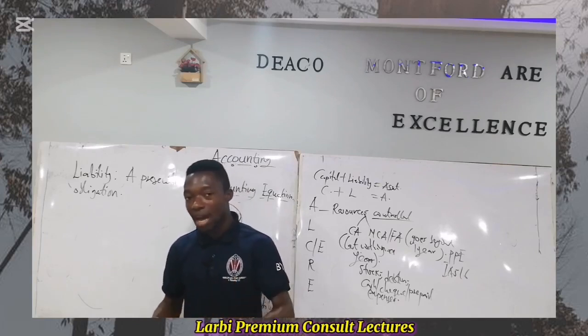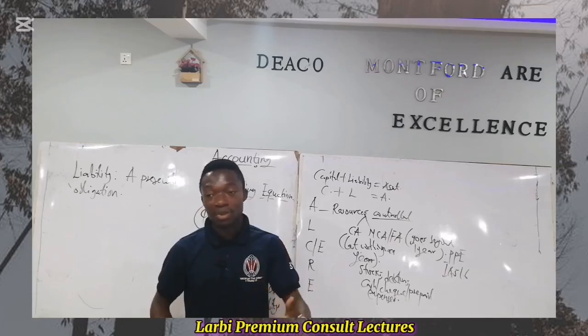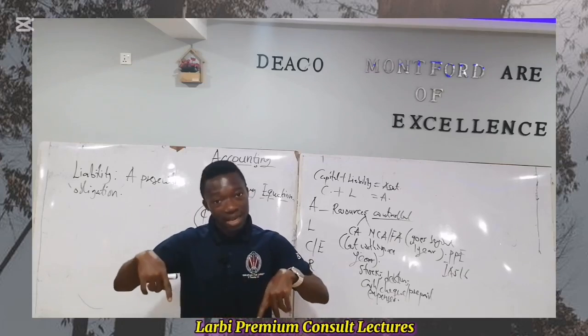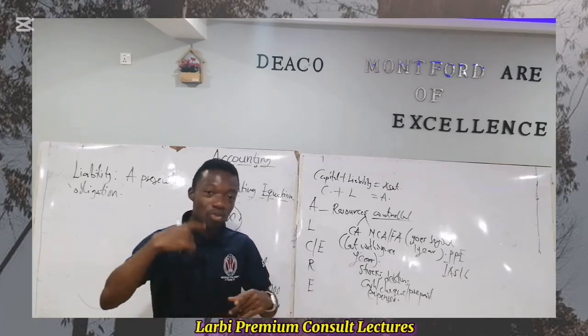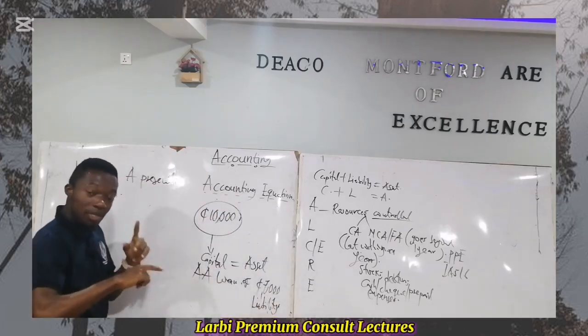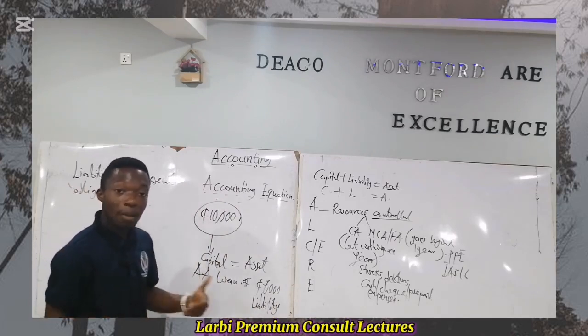Whilst we said that assets are resources controlled by the entity from which future economic benefits are expected to flow into the entity, when it comes to liability, it is a present obligation arising from the past, the settlement of which is going to result in an outflow. Whilst assets are an inflow, liability is an outflow of future economic benefit embodying the entity.